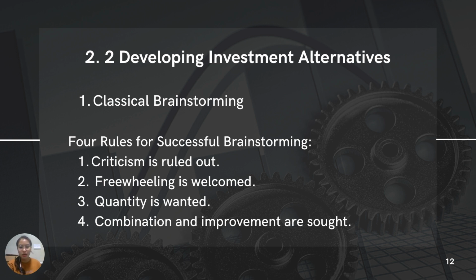In classical brainstorming, there are four rules for successful brainstorming. It is a well-known and often used technique for idea generation. When you brainstorm, the goal is to come up with ideas based on a certain topic. It is based on the fundamental principles of deferment of judgment and that quantity breeds quality. So here are the four rules for successful brainstorming.